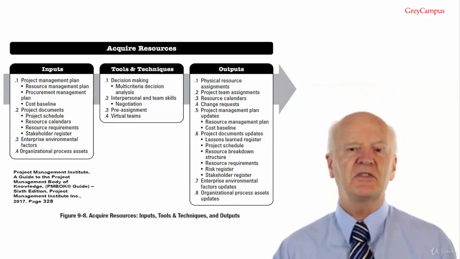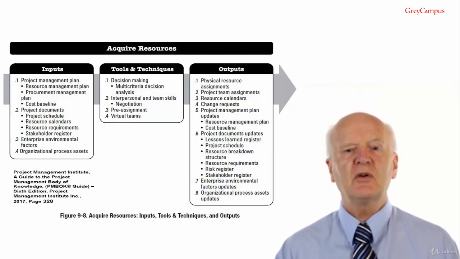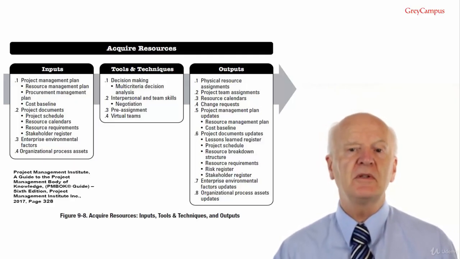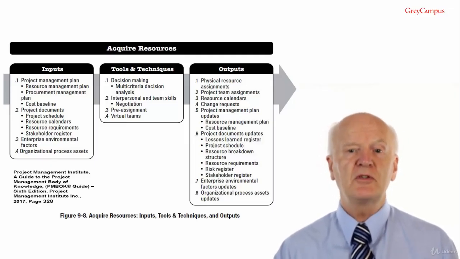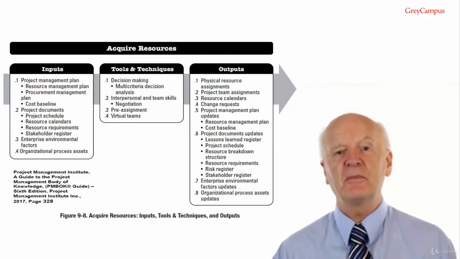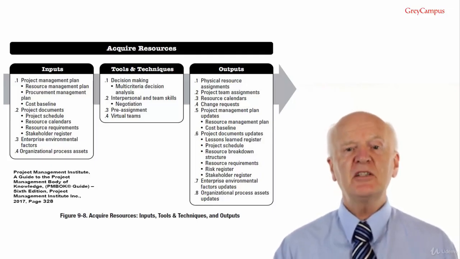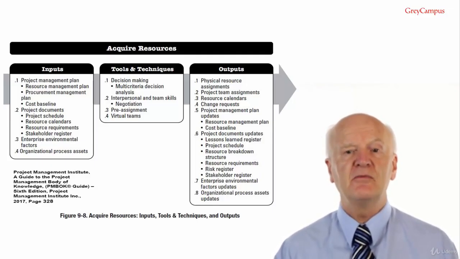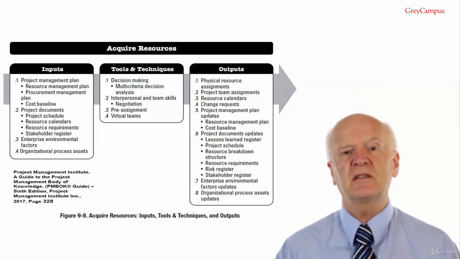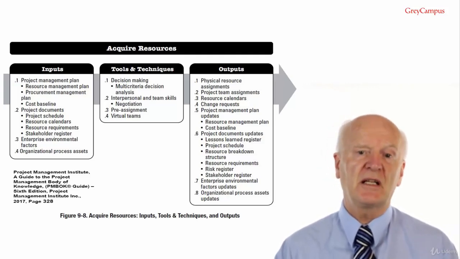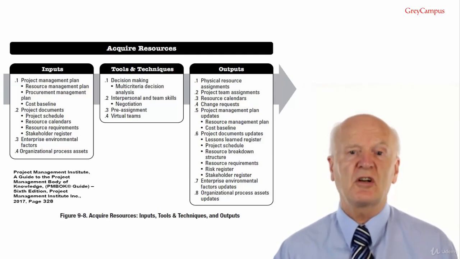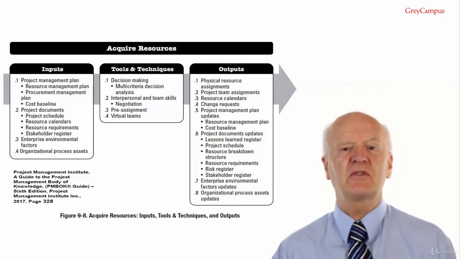Acquire resources outputs. Output number 1, physical resource requirements. This records the material, equipment, supplies, locations and other physical resources that will be used during the project. Output number 2, project team assignments. This records the team members and their roles and responsibilities for the project. Documentation can include a project team directory and names inserted into the project management plan such as project organisation charts and schedule. Output number 3, resource calendars.